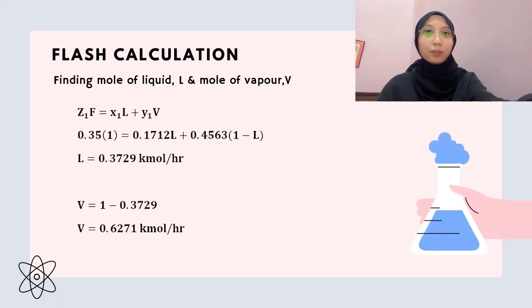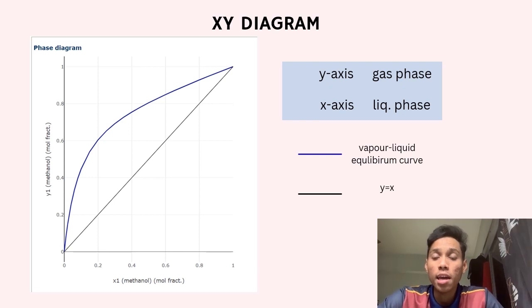Next, to find the moles of liquid L and moles of vapor V, we use the equation Z1 F equal to X1 L plus Y1 V, where Z1 is the initial mole fraction of methanol and F is the feed molar flow rate. We substitute all the known values into the equation and get the moles of liquid L equal to 0.3729 kmol per hour. Lastly, to find the moles of vapor V, we calculate 1 minus L, which is 1 minus 0.3729, and we get 0.6271 kmol per hour.